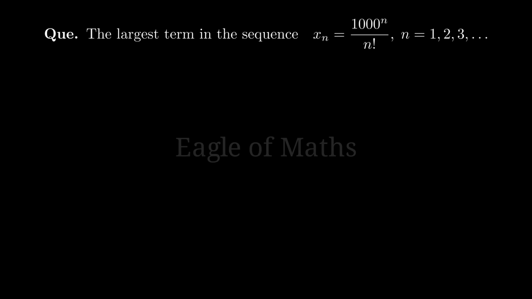Find the largest term in the sequence xn equals 1000 power n divided by n factorial, where n is a natural number. Choose the correct option. We are given the sequence xn equal to 1000 power n divided by n factorial. We use the known inequality that a power x is less than x power y for large values of x.